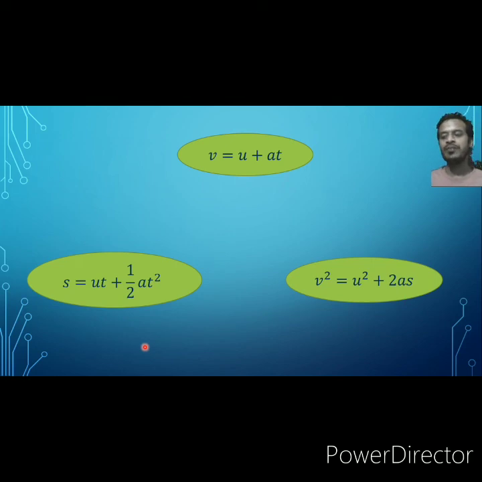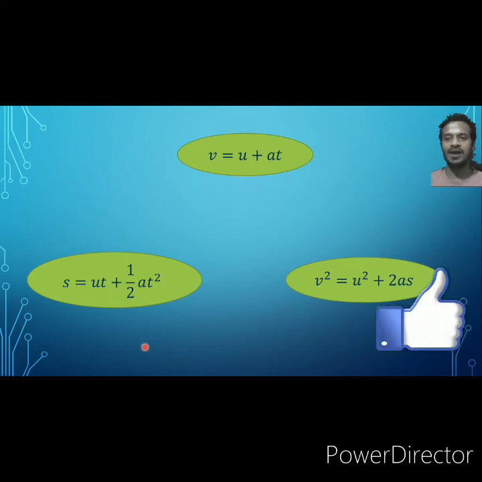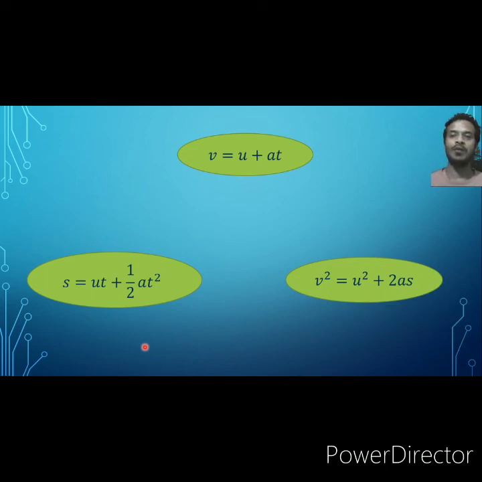So basically, this is the basics of motion in a straight line, or rectilinear motion, with constant acceleration. And earlier we have seen motion with constant velocity. After that, when you go into the entrance level, we get more and more equations. For that, you have to wait for the coming videos.